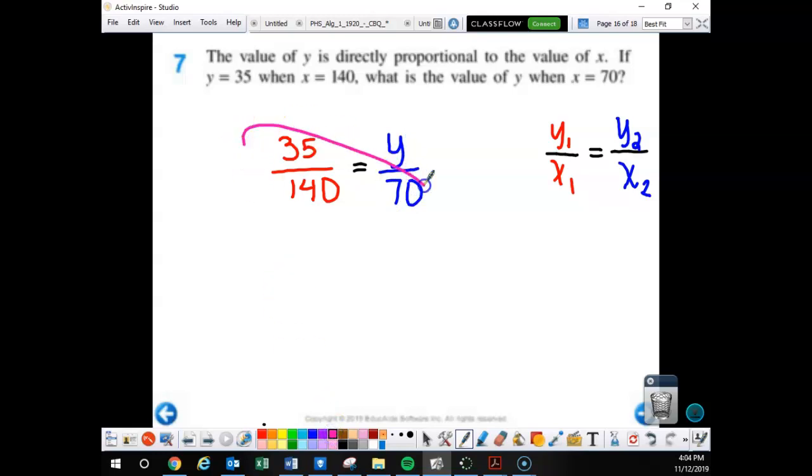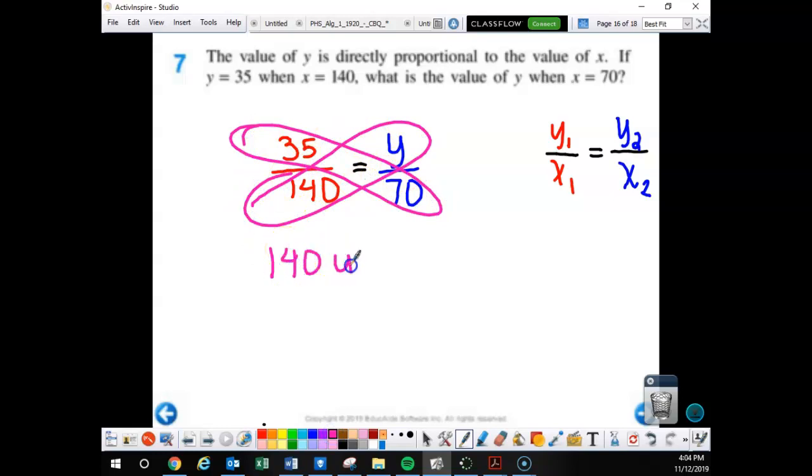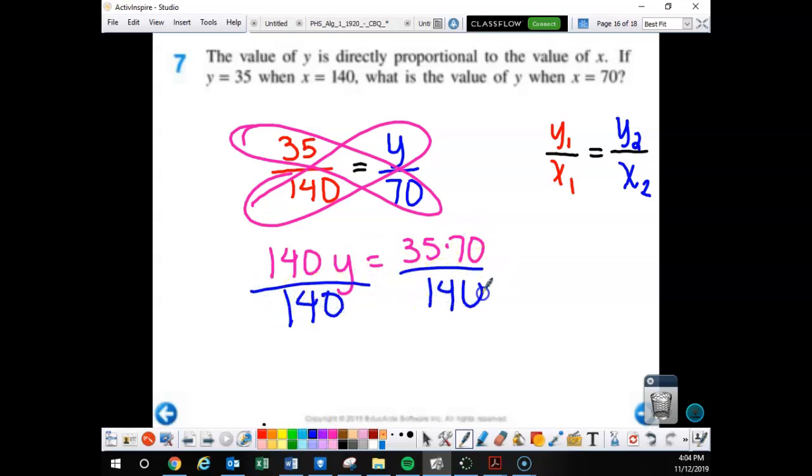So here you can cross multiply. So 140y is equal to 35 times 70. I want to solve for y, so I'm going to divide both sides by 140. So y is equal to this right here, and go ahead and do that math. And you're going to fill in the blank for that one.